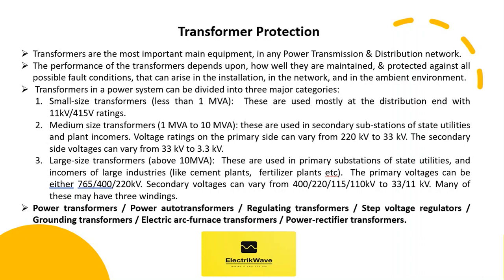Large-size transformers, above 10 MVA, are used in primary substations of state utilities and incomers of large industries, like cement plants, fertilizer plants, etc. The primary voltages can be either 765 or 400 or 220 kV. Secondary voltages can vary from 400 or 220 or 110 kV to 33 or 11 kV. Many of these may have 3 windings.